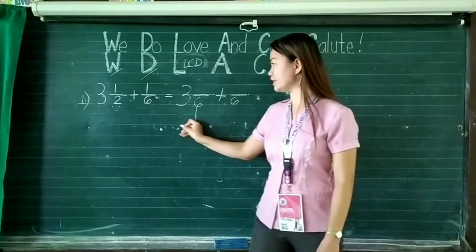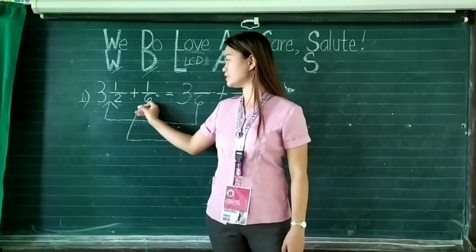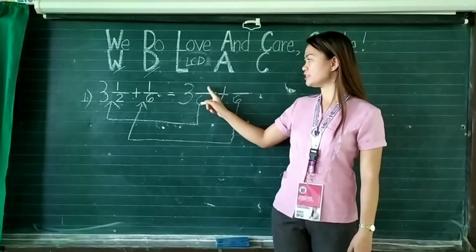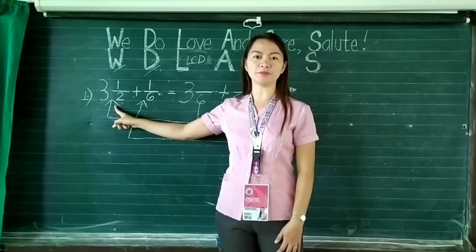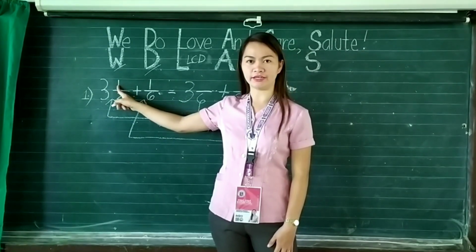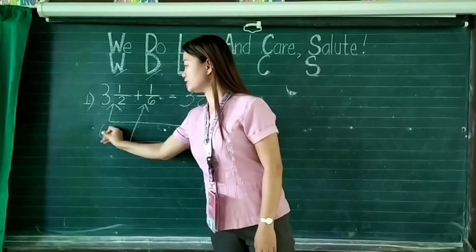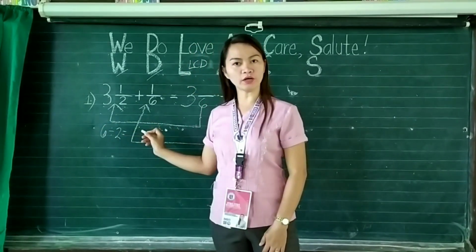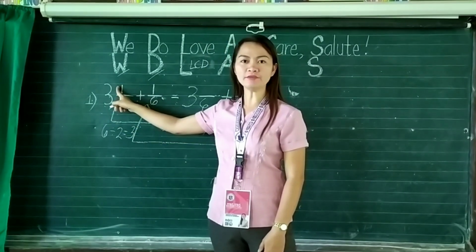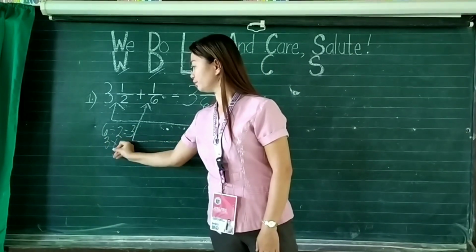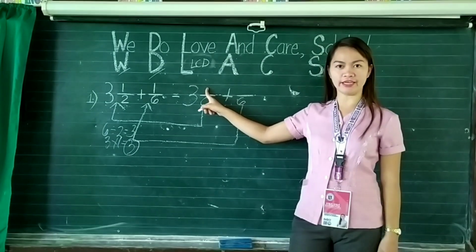This fraction pertains to this fraction, and this fraction pertains to this fraction. We're going to get the numerators here by dividing the LCD by the denominators and multiplying the answer to the numerator. Just like this: 6 divided by 2 is equal to 3. 3 times 1 is equal to 3. Therefore, the numerator here is 3.